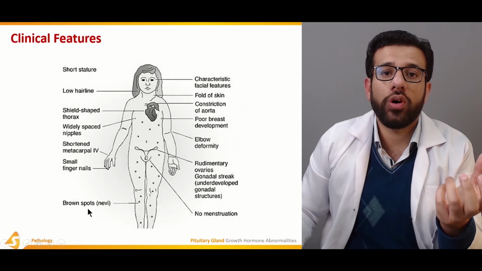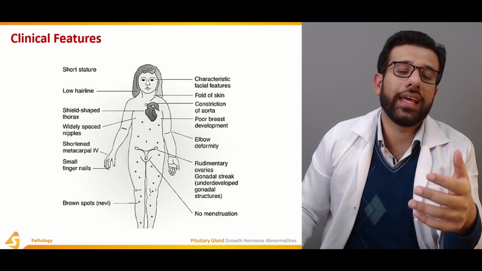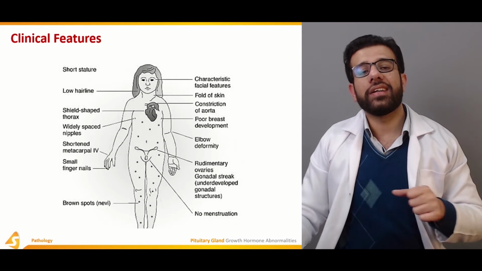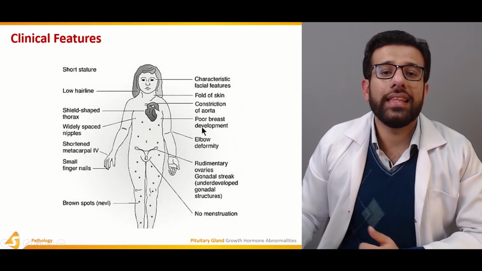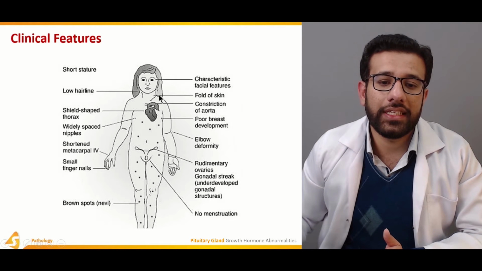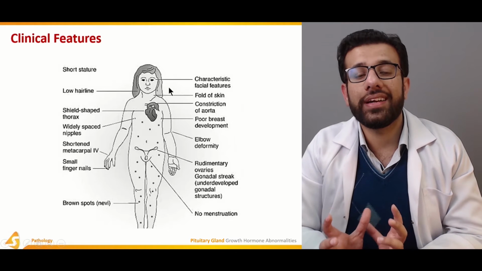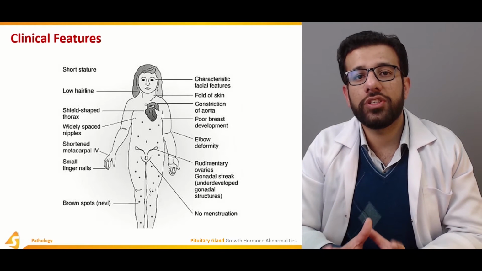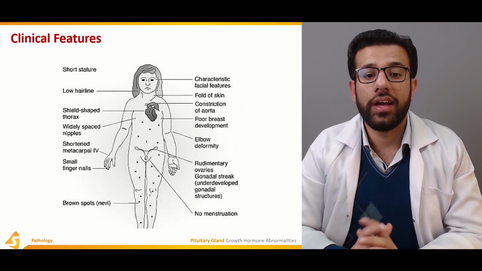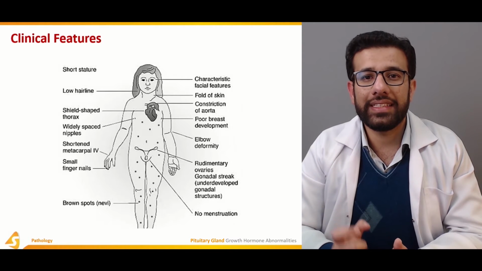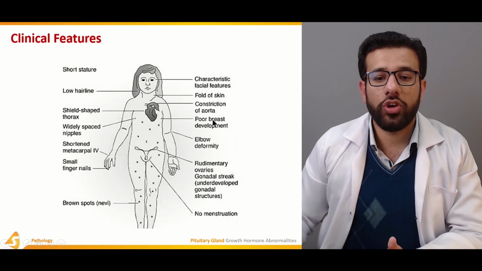Another thing is brown spots, known as nevi, which can be present on the lower extremities as well as the upper extremity or the central part of the body, but most commonly they are present on the lower extremity. Then there are certain facial characteristics. You can see in this diagram that there are coarse features. The coarse facial features are the hallmark of short stature. There is a fold of skin, thickened skin of the neck, and coarctation of the aorta.